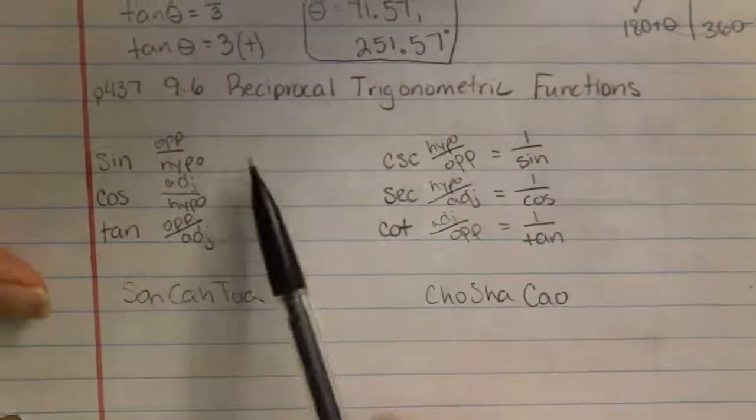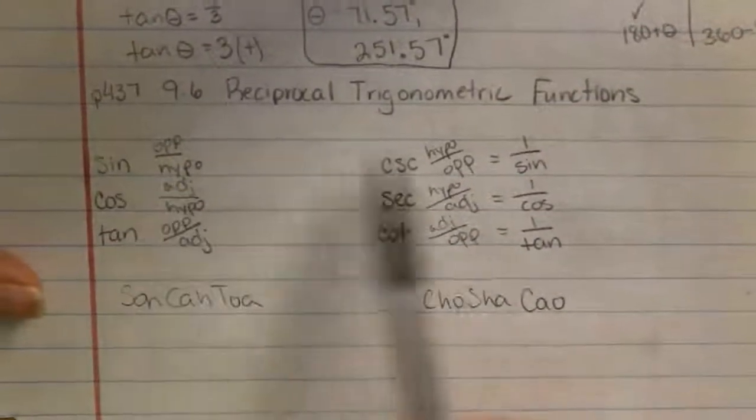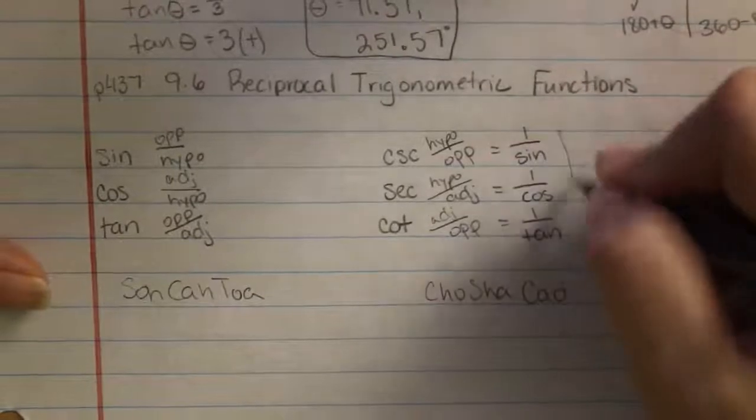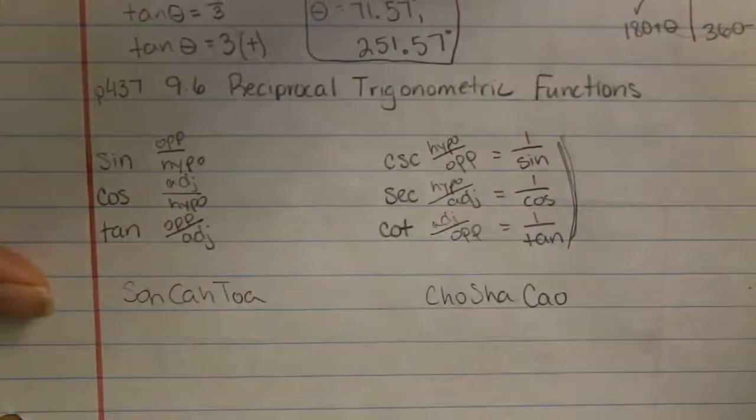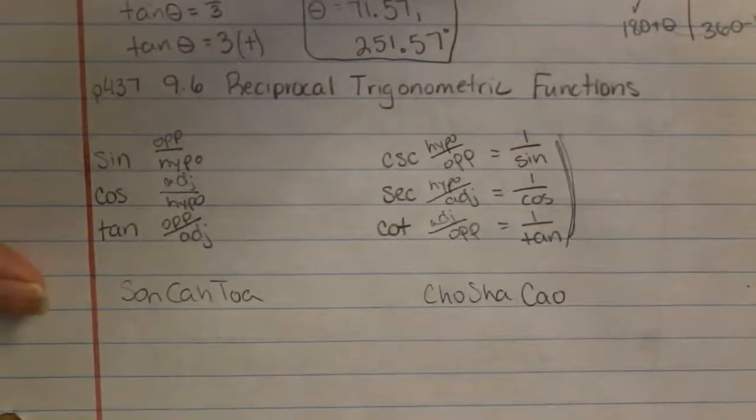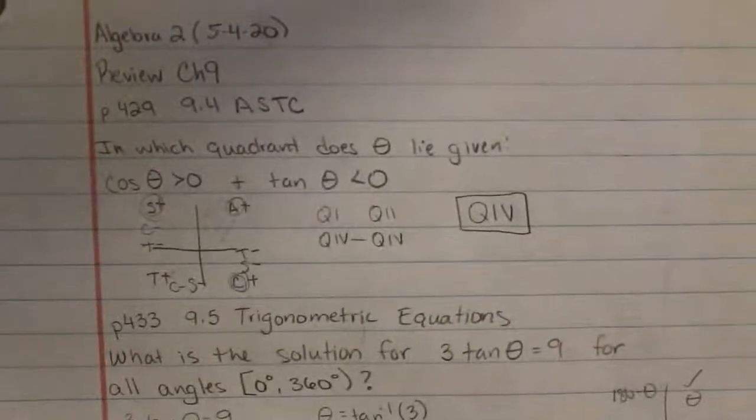You need to know these in terms of opposite, adjacent, and hypotenuse, as well as this right here. They will both show up on your test, so make sure you are ready for that. Okay, tomorrow we will be covering chapter 10.